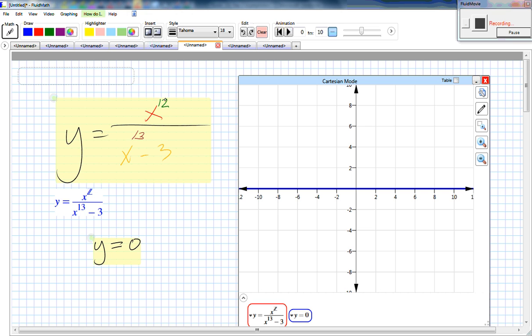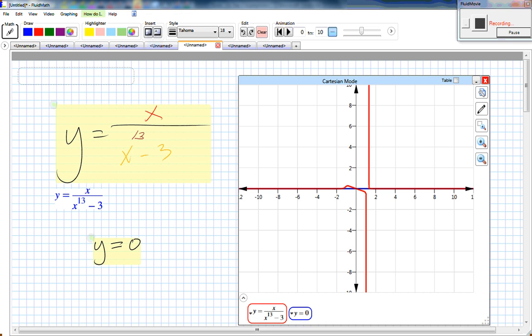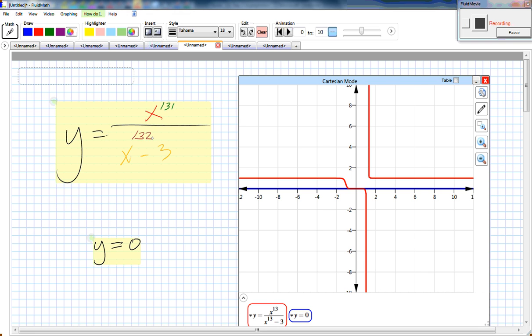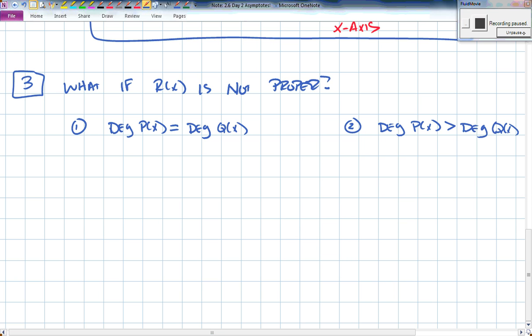Well, that seems kind of funky right there. So I take it away. It's still proper, right? Still good to go. Even if I have, like, 131 all over 132, it still becomes the line whenever it adjusts there at some point. So these are our two scenarios if r of x is not proper. They're either going to be equal, or the degree on the top is going to be greater than the degree on the bottom.